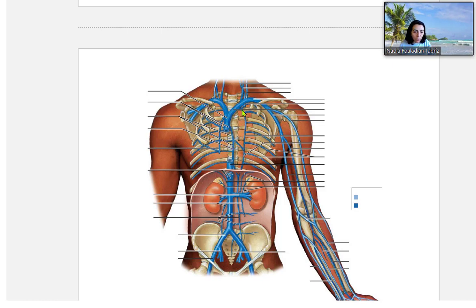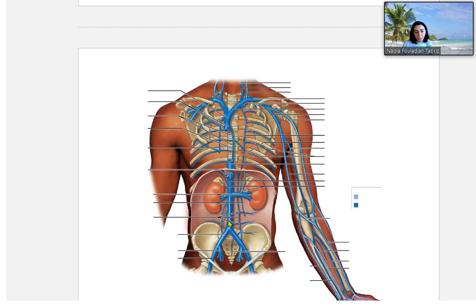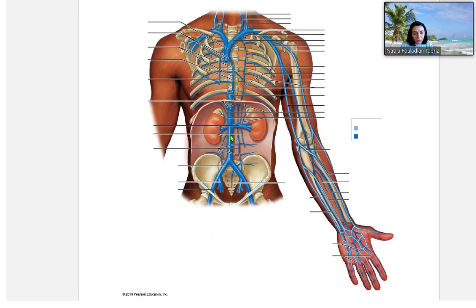Also here is a good picture to see the hemiazygous vein. So these are some connections between the abdominal wall and the thoracic wall to these big vessels to pour into the superior vena cava or a little bit higher. And then again you see all these other ones, the same way that you had branches of the aorta.